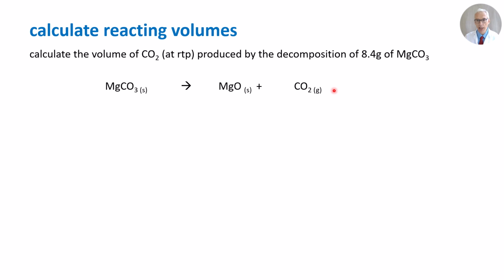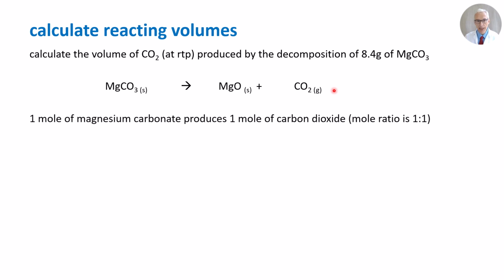So we need a balanced chemical equation, and within that we can see that 1 mole of magnesium carbonate produces 1 mole of carbon dioxide. The reacting mole ratio is 1 to 1. So the first step is to convert the mass of magnesium carbonate into a numbers of moles. So 8.4 divided by the molar mass of magnesium carbonate, 84, comes to 0.1 moles.